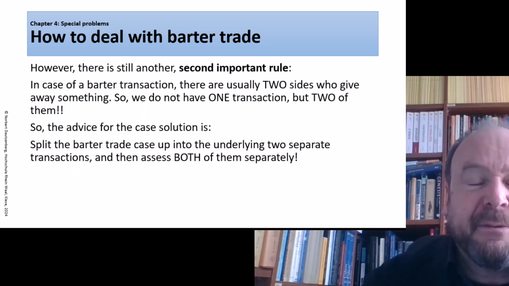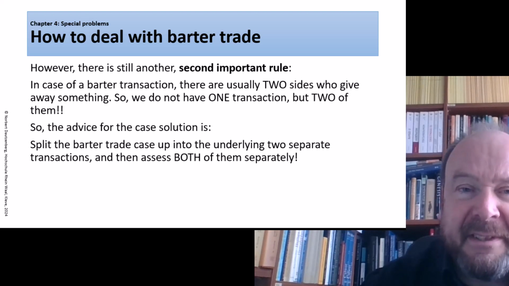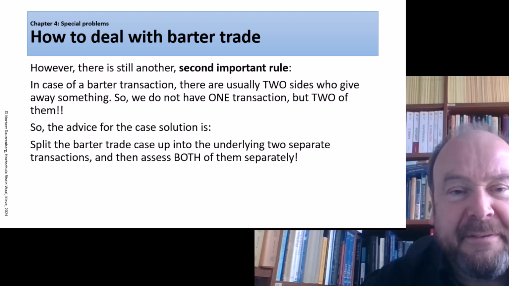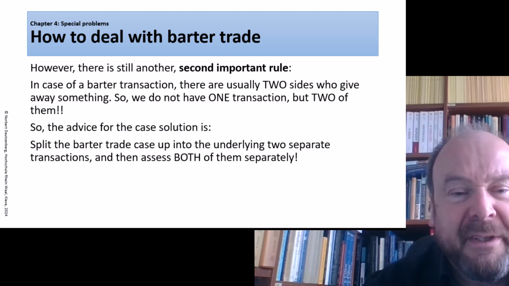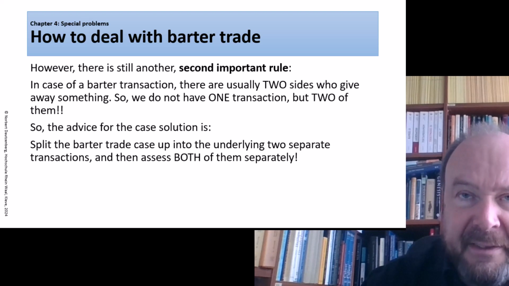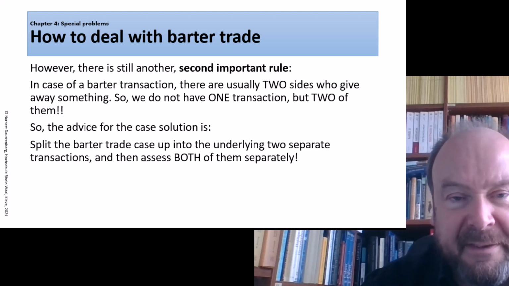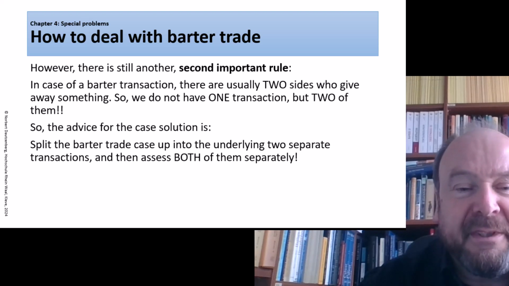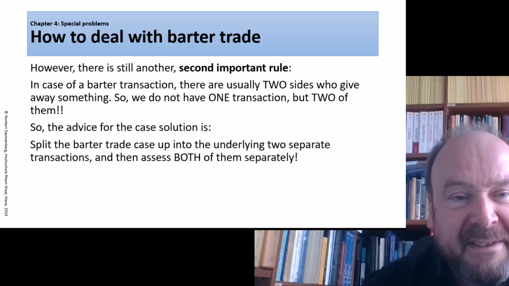If you have understood that first rule, there is a second one, which comes on top for barter trade. In case of a barter transaction, you always have two things which happen. The one guy gives a service, the other gives away a car. So the second advice, if you want to organize your sketch for a barter trade situation, is to split the barter trade up into the two separate underlying transactions and then assess both of them separately.